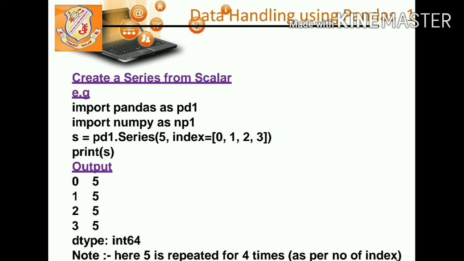Now you can see the output 0, 1, 2, 3. These are the 4 indexes, but the value for each index is 5 because we have given only one value. Are you getting this? And the data type is also displayed.